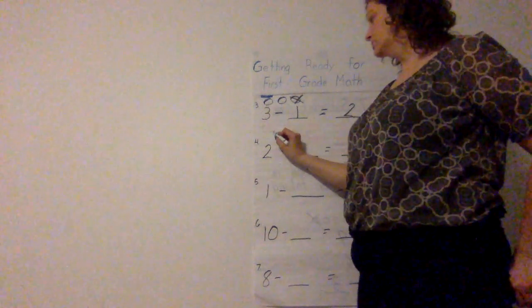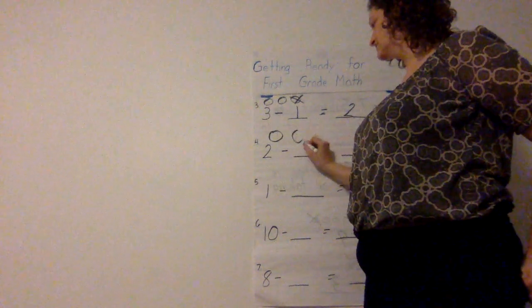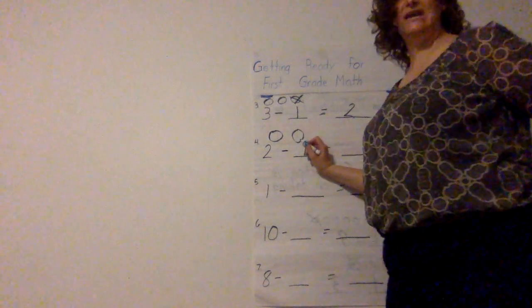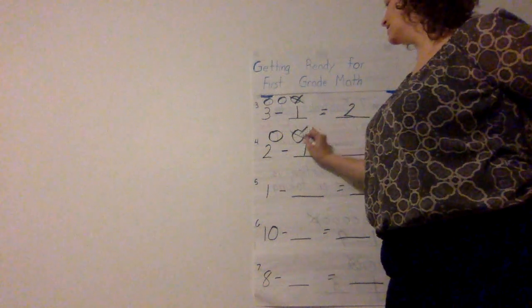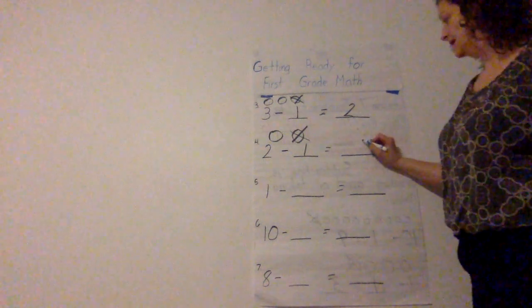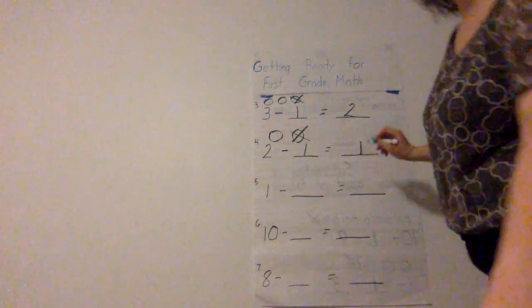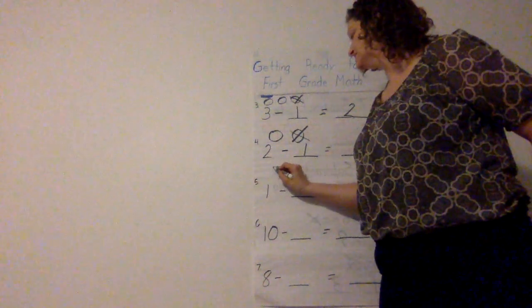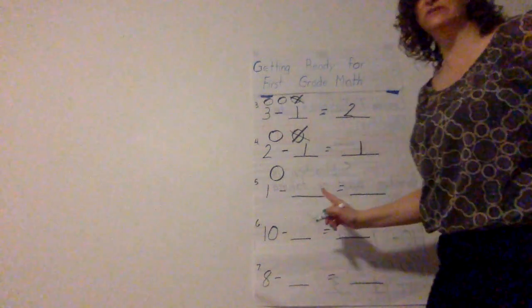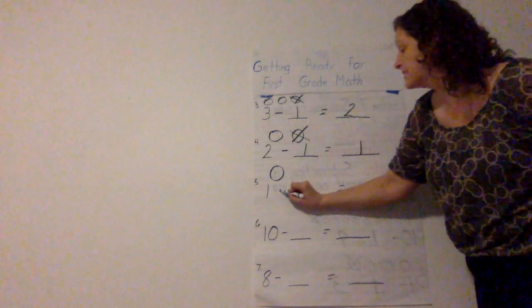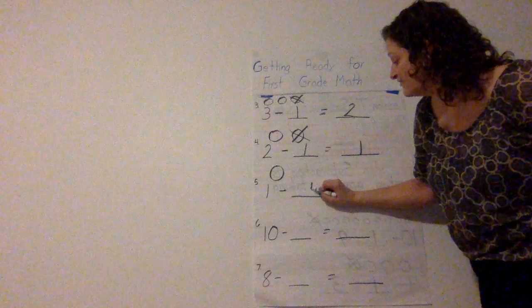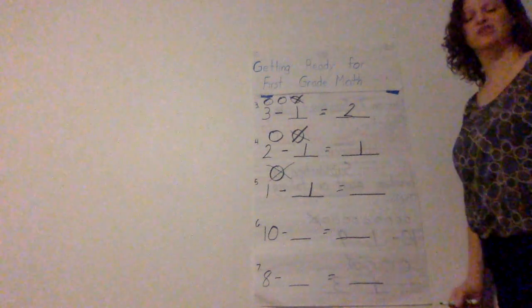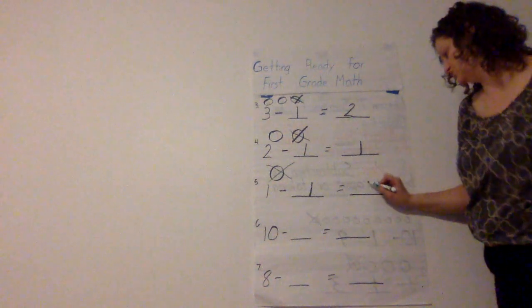Here is the number 2. I'm going to draw 2 circles, trace my minus sign, and write 1. Again, we're taking away, so we're going to cross off. I cross off 1, and I'm left with 1. For our next one, it's 1. I'm going to draw 1 circle. This is a little tricky. Some of us struggle with this. Trace my minus sign, write the number 1. If I have 1 circle and I cross it off, I'm left with 0 or no circles.